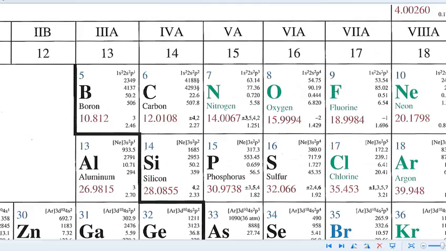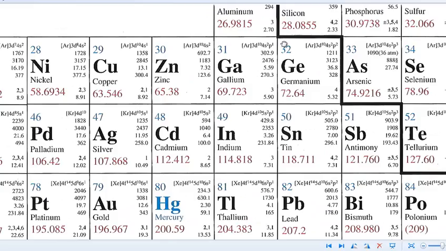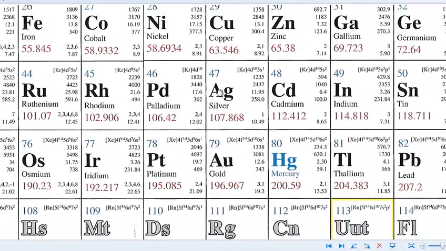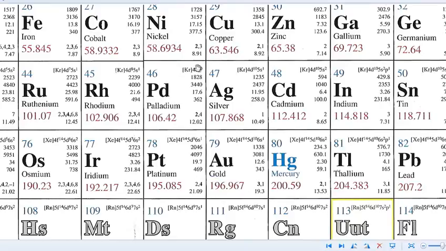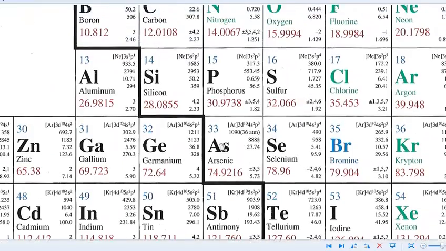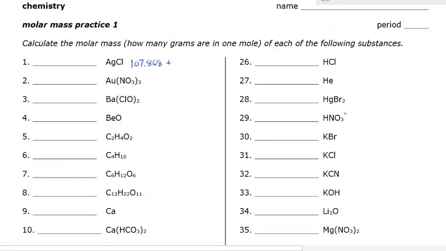So I go to my periodic table, I'm going to look at silver right here at element 47, and the mass is 107.868. All right, so for silver chloride, I need about 107.868. All right, and then for chlorine, go back to my periodic table again, and chlorine's mass is 35.453. Okay, so 35.453. And then I just need to add those together.